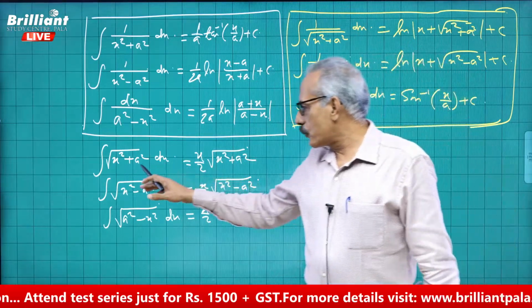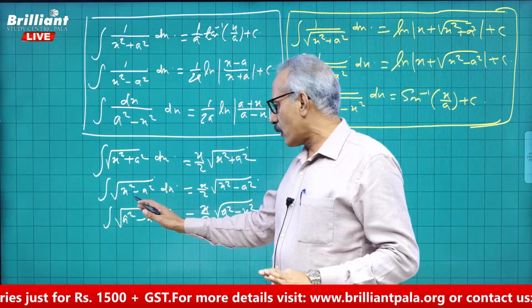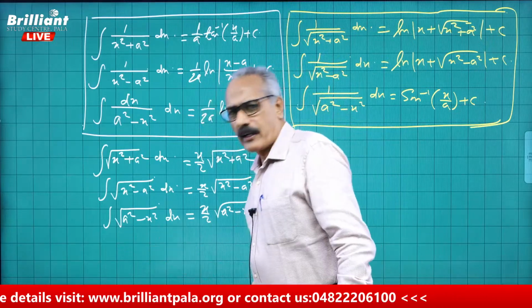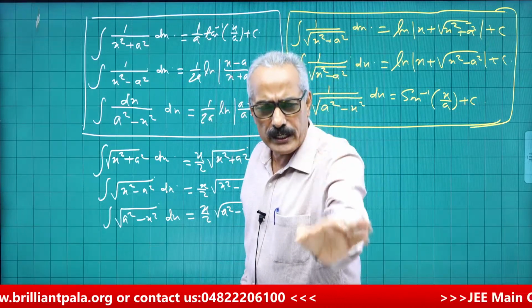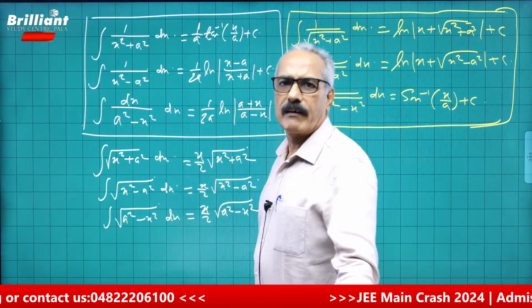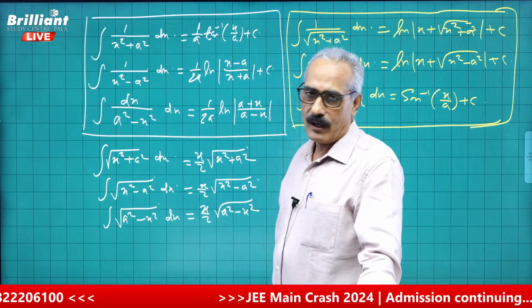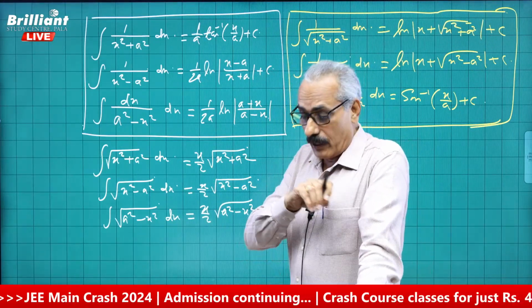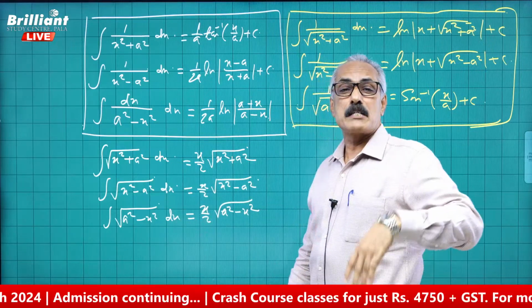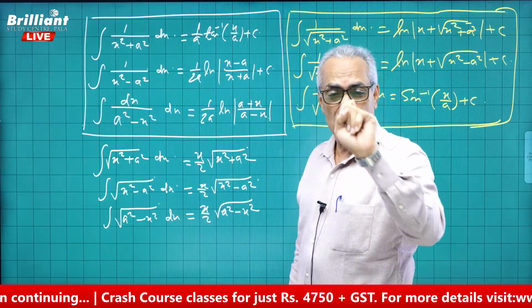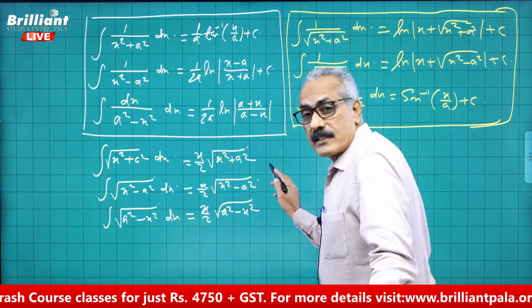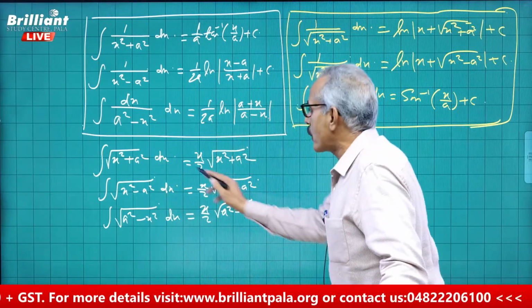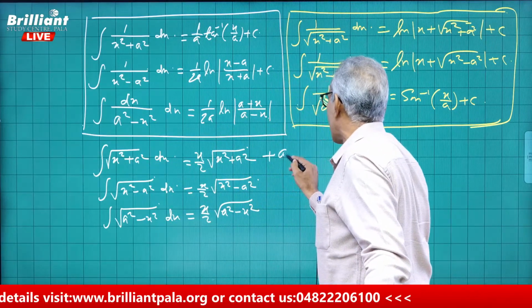So, integral root of x square plus a square dx, integral root of x square minus a square dx, integral root of a square minus x square dx: x by 2 into the question. Question means integrand. Well, many a times I find students are a little bit confused about whether it is plus a square or minus a square. Don't worry, look. Plus whichever constant is there in the question, by 2. What's the constant here? Plus a square by 2.